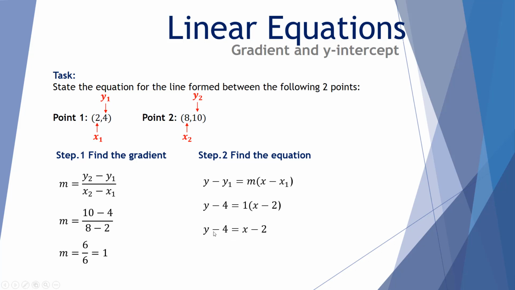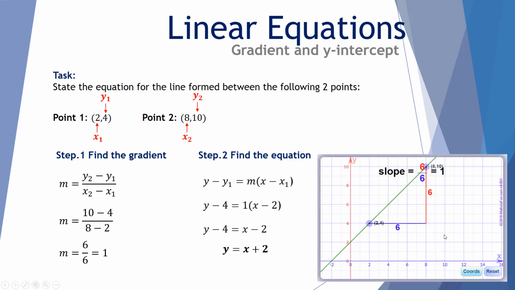Now to get rid of this take 4 and leave us with y equals in the normal format, let's do the reverse, and we're going to add 4 to both sides. So that cancels out my left-hand side. Minus 2 plus 4 gives me plus 2. So my equation is y equals x plus 2.